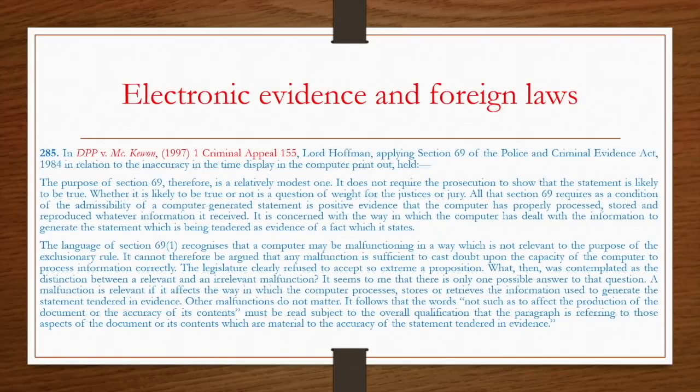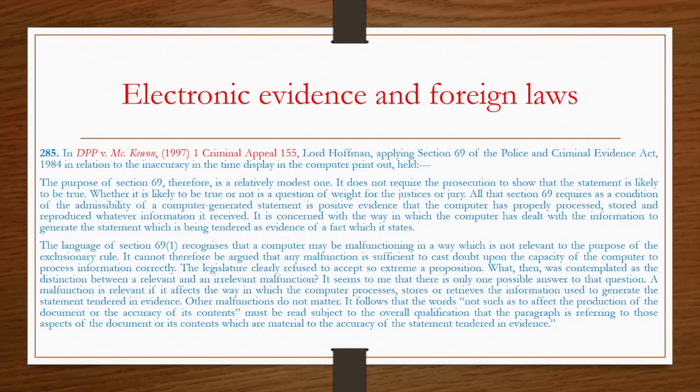The purpose of section 69 therefore is a relatively modest one. It does not require the prosecution to show that the statement is likely to be true. Whether it is likely to be true or not is a question of weight for the justice or jury. All section 69 requires as a condition of admissibility of computer generated statements in evidence is that the computer has properly processed, stored and reproduced whatever information it received. It is concerned with the way in which the computer dealt with the information so generated, the statement which is being tendered as evidence of a fact which it states.